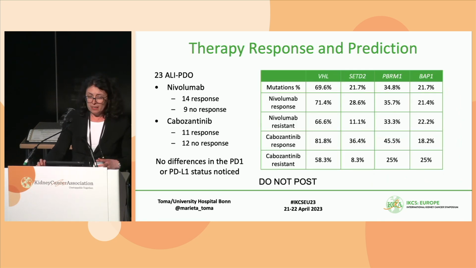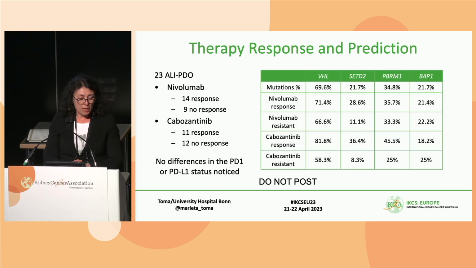We then enlarged the cohort, and now we have 23 early PDOs from ccRCC treated with nivolumab and cabozantinib, and 14 have a good response to nivolumab, 9 have no response. For cabozantinib, it was half-half, with no differences in PD-1, PD-L1 status. And we took also a look at the mutation status.